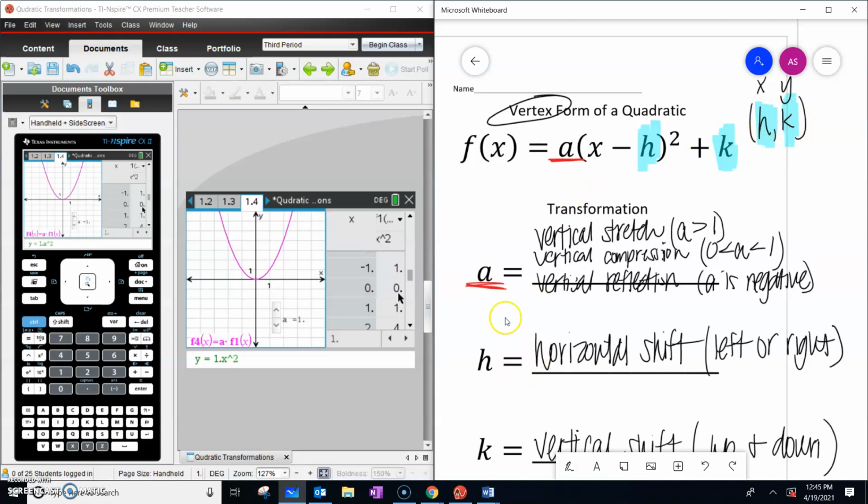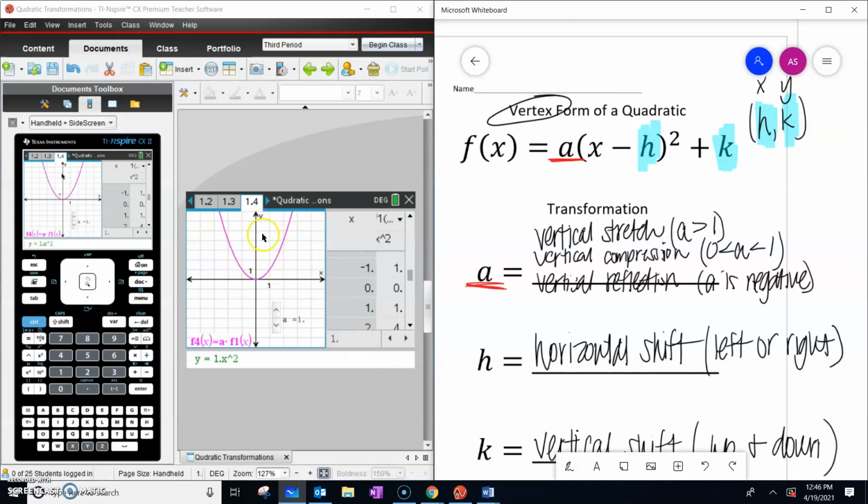Also, each letter in this equation, meaning the letters a, h, and k, will tell us the type of transformation we have. And I'm going to show you in a second using this application I have open. Your a transformations are going to be your vertical stretches and vertical compressions and also vertical reflections. I'll talk about this notation to the side in a sec as well. Your h is going to be your horizontal shifts, and your k is going to be your vertical shift. So I'll start with a.